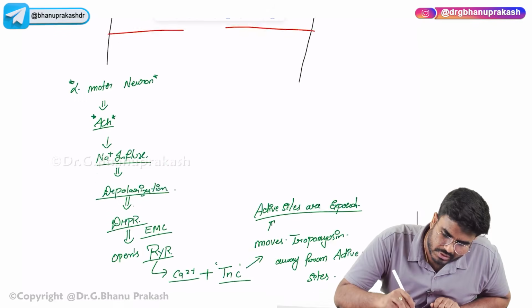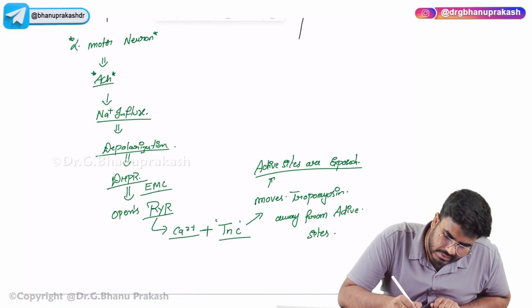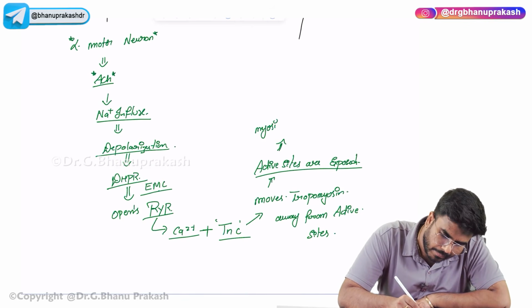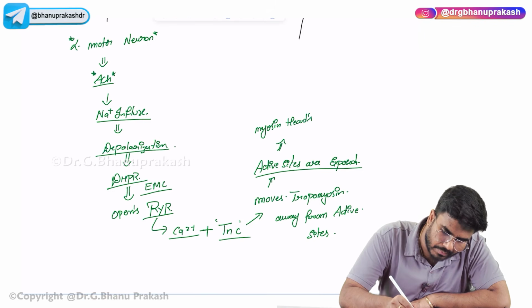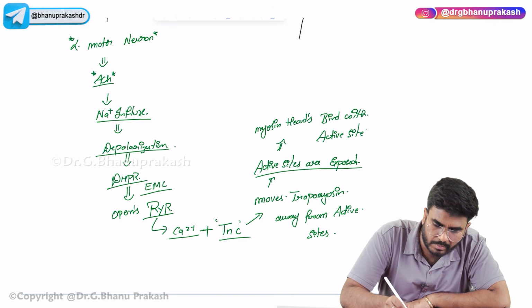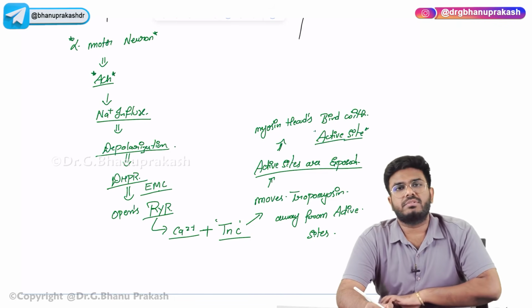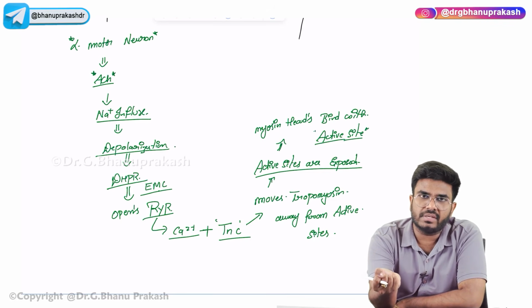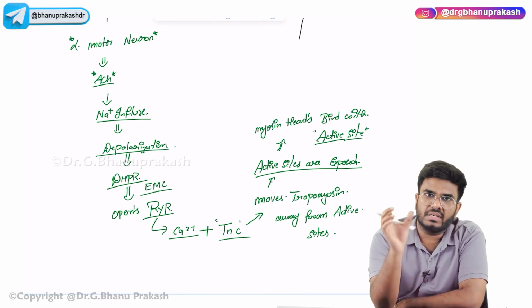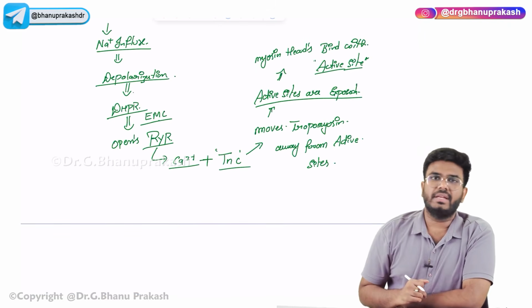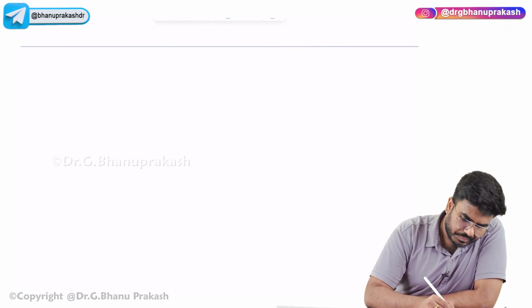Once the active sites are exposed, immediately what is going to happen? Myosin heads bind with the active sites. So now cross bridge formation occurs. After this cross bridge formation, what exactly happens? There will be contraction of the muscle because of the sliding filament theory. That sliding filament theory I will also explain here in 5 minutes.